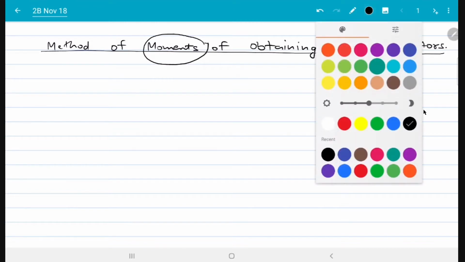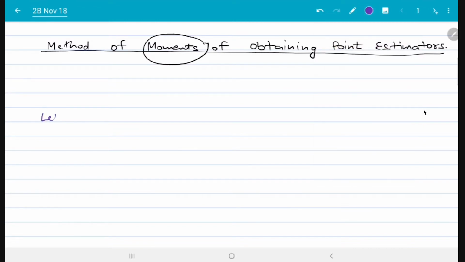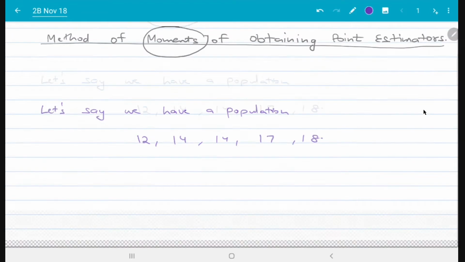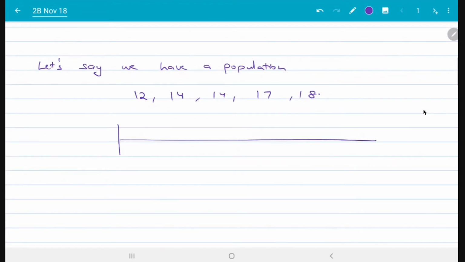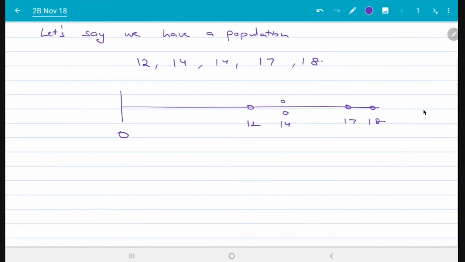Okay, so now we'll speak of population. To begin with, let's say we have a population consisting of these 5 values. So it's a very small population: 12, 14, 14, 17, and 18. And we can put this population on the number line like this: 12, 14, 14, 17, 18. This is 0.